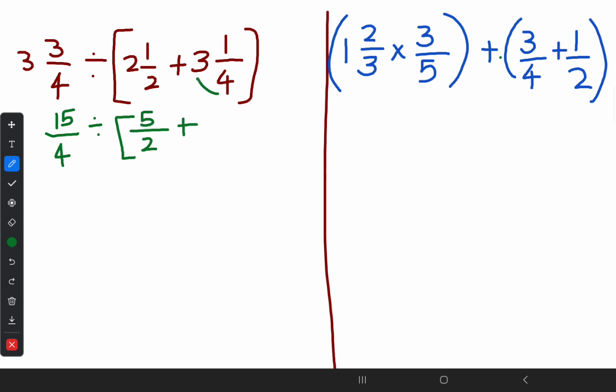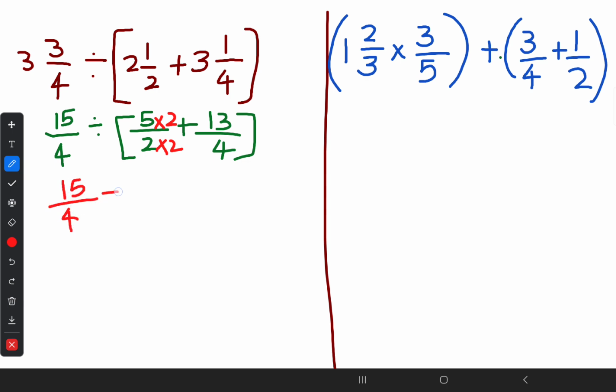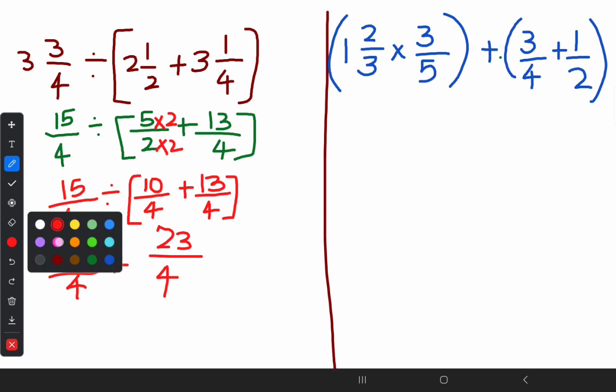plus 4 3s are 12, 12 plus 1 it would be 13 upon 4. We have to do the operation inside the bracket first. That means its denominator was 4. So when we multiply this fraction by 2, that will give you the respective denominator. So 15 over 4 divided by here 10 over 4 plus 13 over 4. That means denominators are the same now, common denominators. So that remains the same. We can add the numerators itself. 10 plus 13, it would be 23.